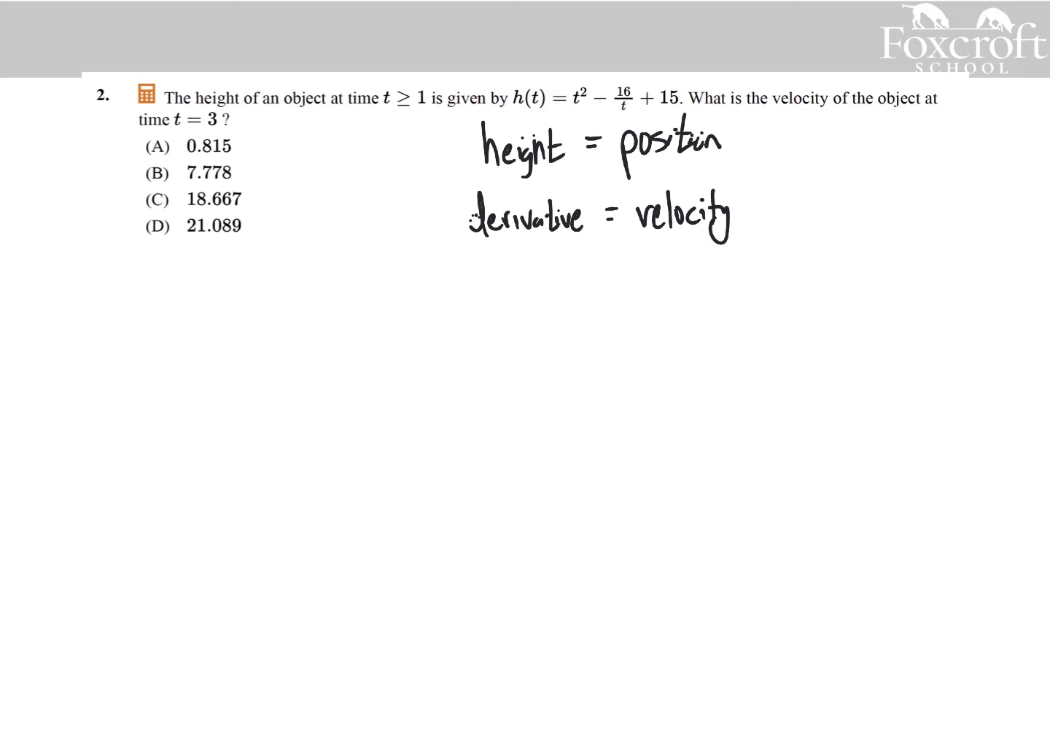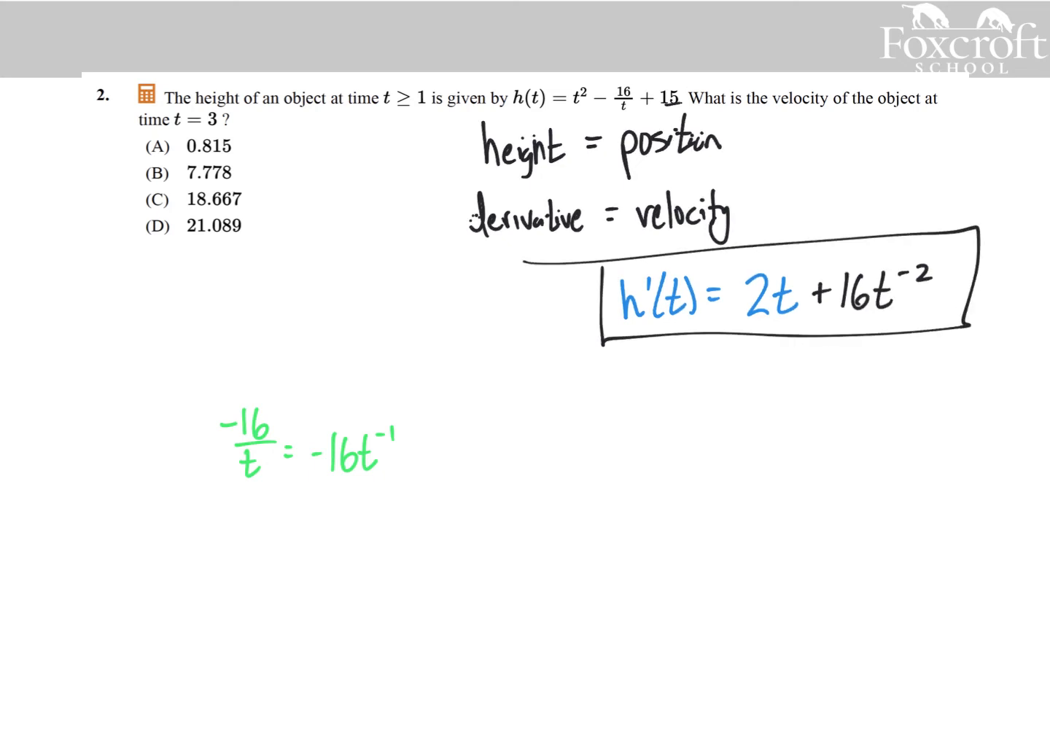So if I want to take h prime of t, the derivative of t squared is 2t, and then this little part, negative 16 over t, is negative 16 t to the negative 1. If I do the power rule on that, the negative 1 comes down, and it's going to be plus 16t to the negative 2. And then 15 just goes away when you take the derivative. So this is my derivative function. And then I just want to plug in 3 into that.